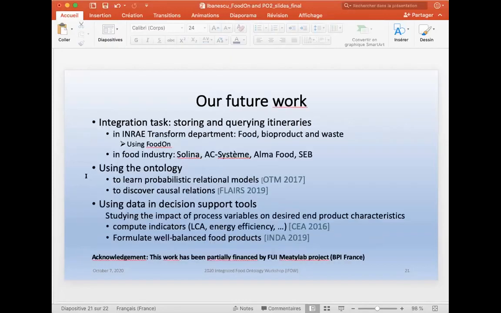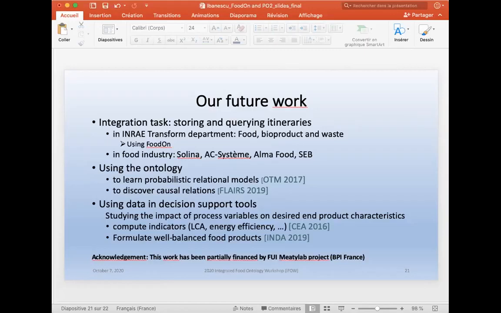Regarding our further work, the first issue is about the task of integration. We will continue to store and query itineraries from the Transform INRAE department, specialized in food bioproducts and waste, but also from the food industry. The second direction for future work is to continue to explore the use of the ontology to learn probabilistic relational models and to discover causal relations.